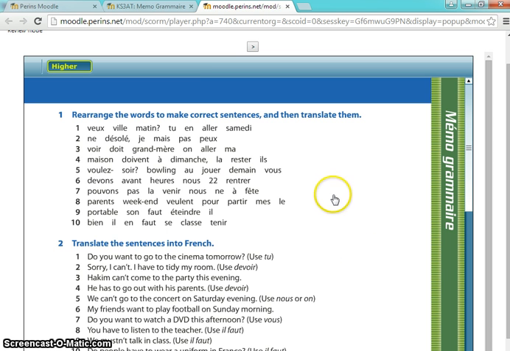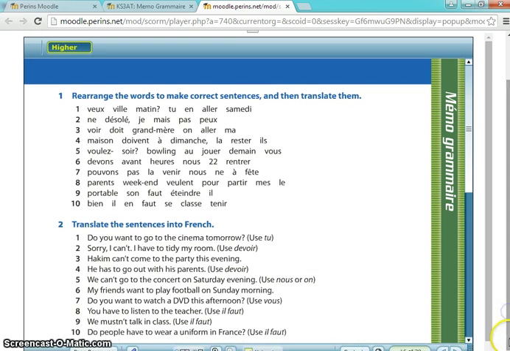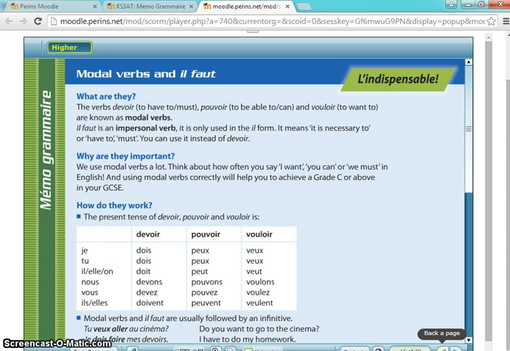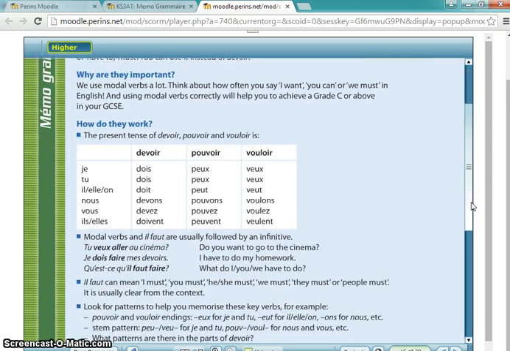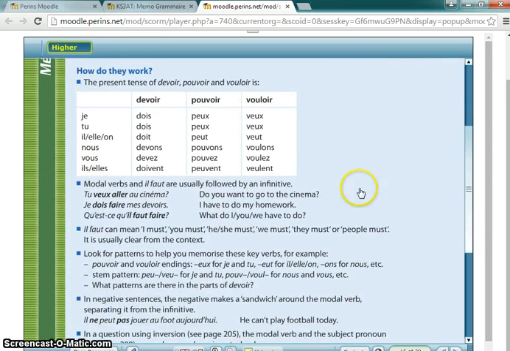What you need to be doing with that is looking at the page before. So if I just flick that back, these are your notes. This is where you've just taken notes from. So we're trying to work out what it is. Now, if I look in the examples here for modal verbs, it says modal verbs are usually followed by an infinitive. And hopefully that will be somewhere on your notes page. It says, tu vas aller au cinéma. Je dois faire mes devoirs. Qu'est-ce qu'il faut faire? Do you want to go to the cinema? I have to do my homework.